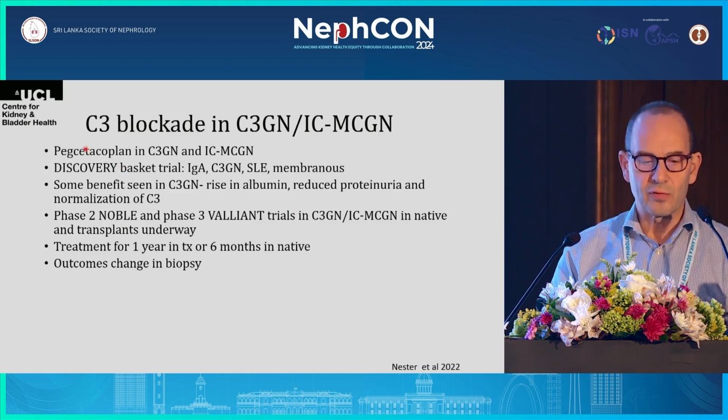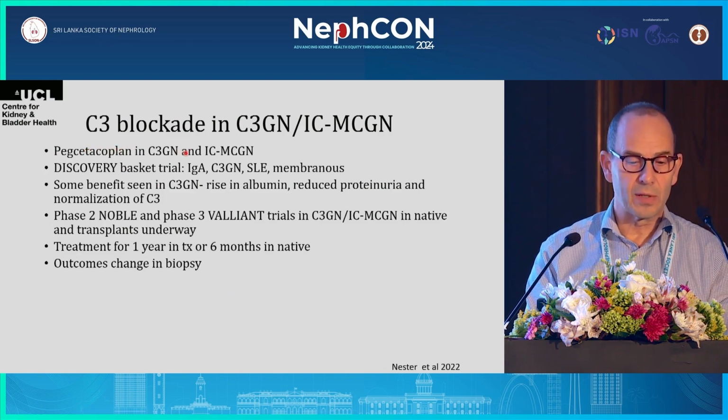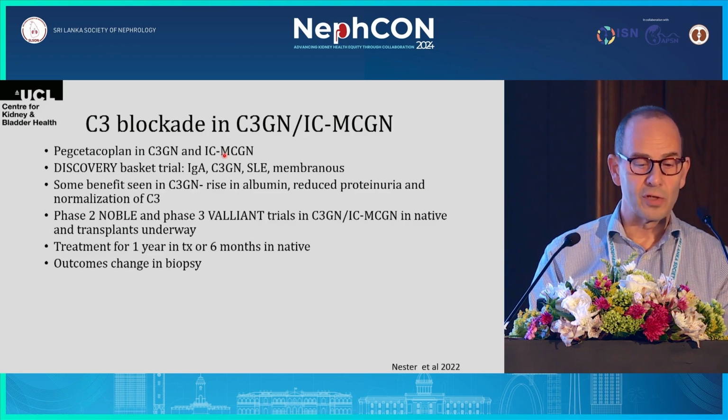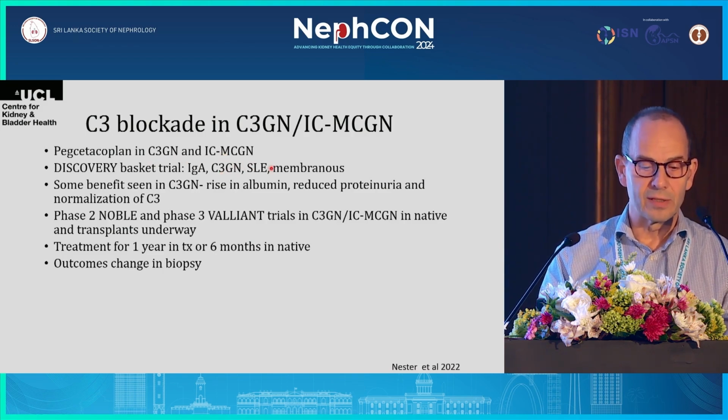This drug is quite interesting. This is a subcutaneous direct antagonist of C3. This has been tried in both C3GN and immune complex MPGN. It was originally used in a basket trial using a number of different conditions, and C3GN showed some benefit with a rise in albumin and reduced proteinuria. So it underwent a phase 2 study. It's now completed recruitment of the phase 3 Valiant trial.